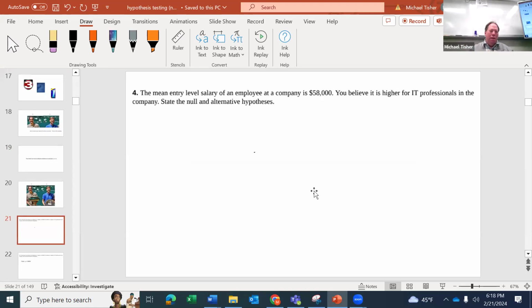All right, so here's a problem in the PowerPoint. We're going to get some practice now on stating the null and alternative hypothesis. Here it says the mean entry-level salary of an employee at a company is $58,000, and let's say you believe it's higher. So that's your claim. You claim it's going to be higher. And we're going to state the null and alternative hypothesis.